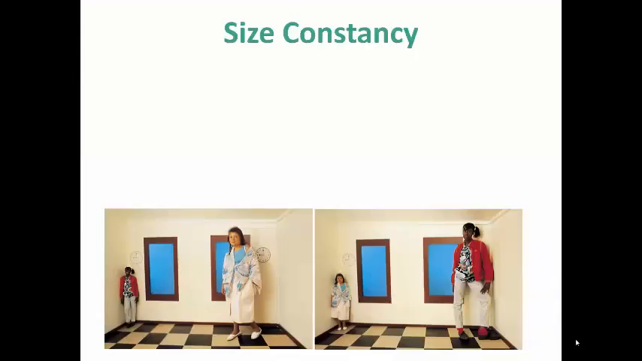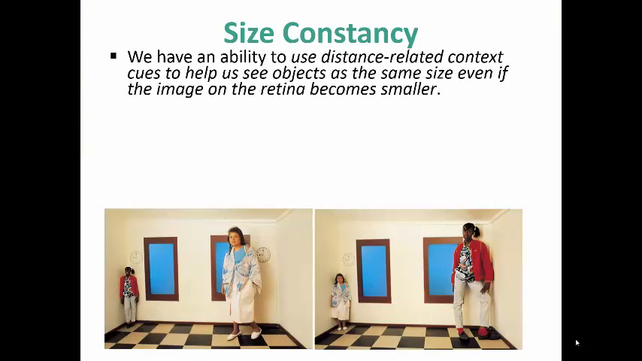This is kind of an interesting visual, a perceptual playing with our mind. So we have the ability to use distance-related context cues to help us see objects at the same size even if the image on the retina becomes smaller. So these two women are the same size, but there's this very special room that's created which can really morph the way that we perceive them.